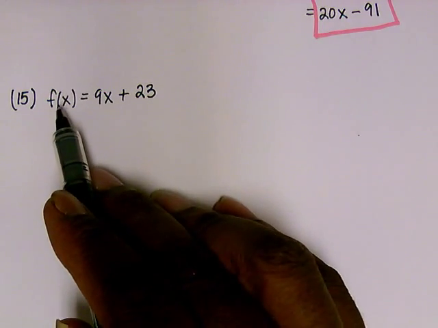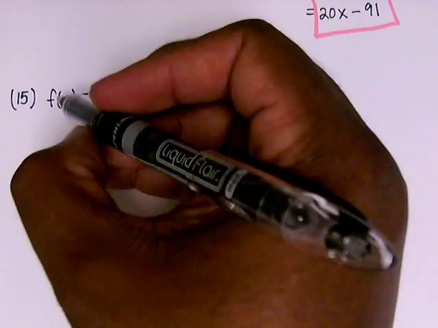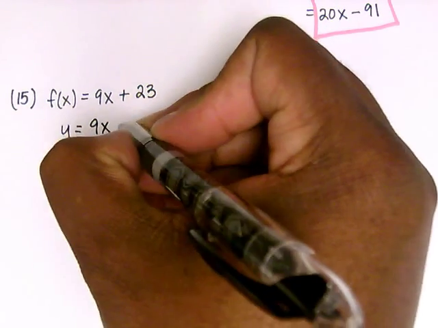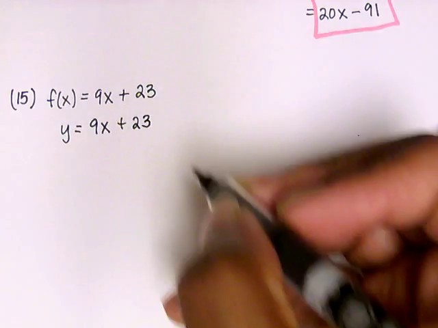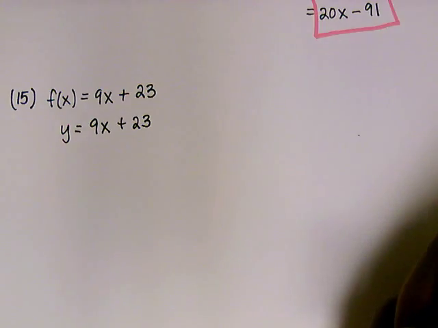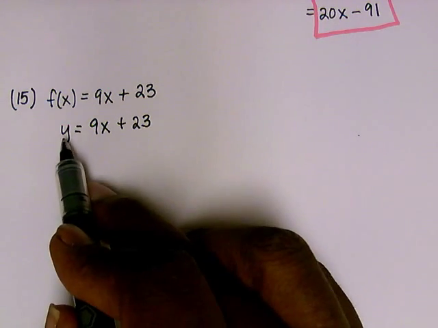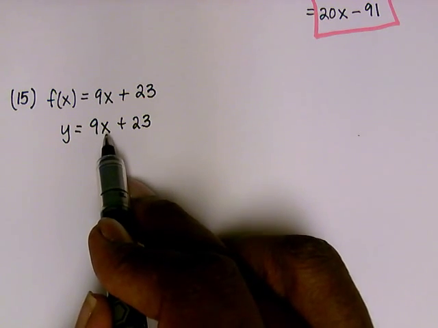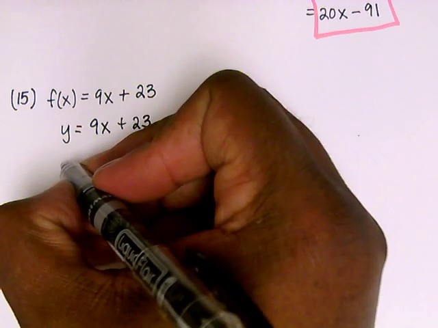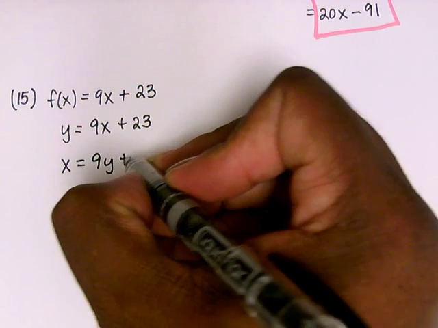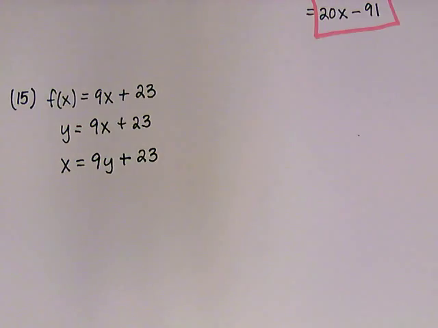The first is to replace this f of x with a y. So that means you're going to have y is equal to 9x plus 23. The second step is to interchange the x and y. In other words, this y becomes the x and this x becomes the y. So you're going to have x equal 9y plus 23.